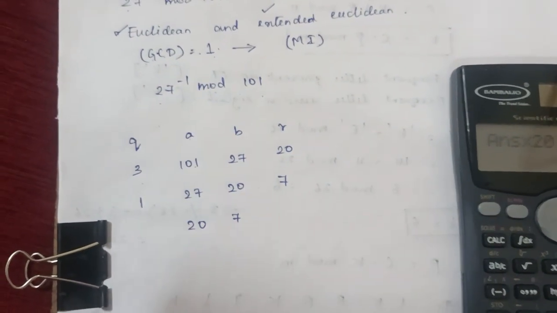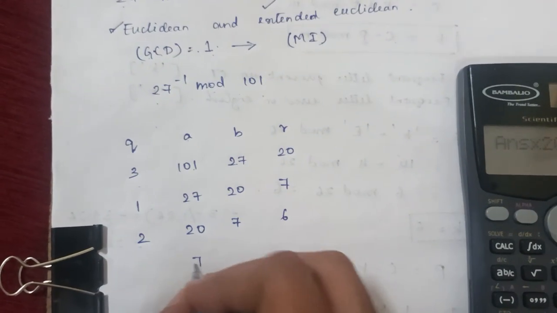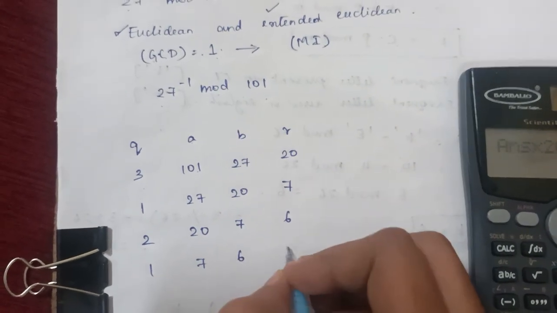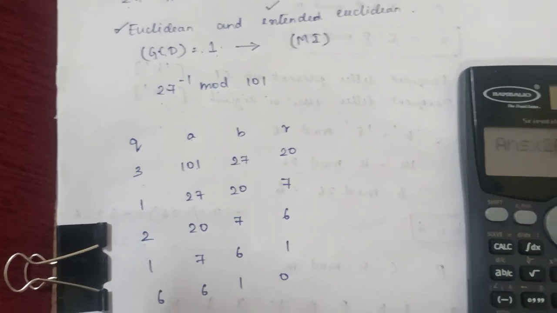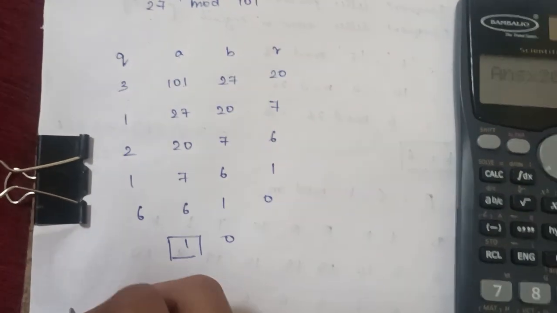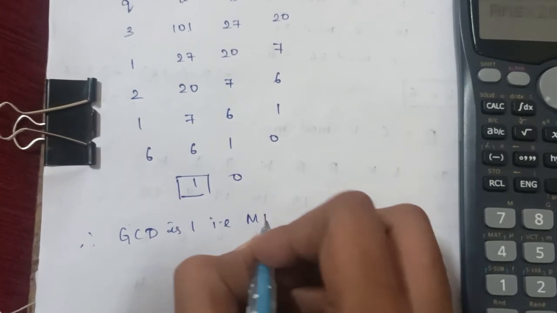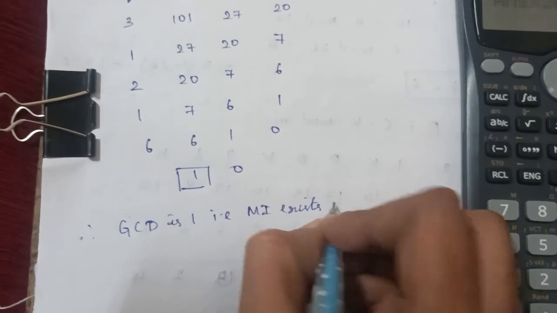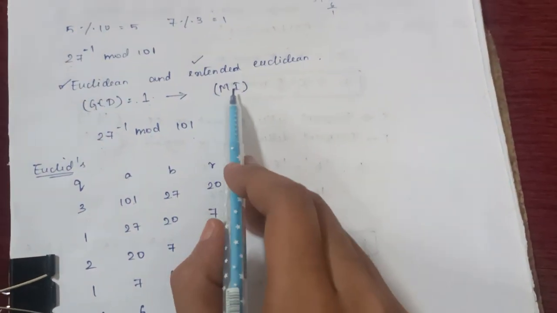So this is 20, this is 7. Just perform the same thing using the calculator. I get the quotient 2 and remainder 6. Then 7, 6: 6 ones are 6, remainder is 1. Then 6, 1: 1 6 are 6, remainder 0. Finally I got this, which means the GCD is equal to 1. Therefore the GCD is 1, that is, the multiplicative inverse exists. So this is all about Euclid's algorithm. Now I have to use extended Euclid's algorithm in order to find the multiplicative inverse.